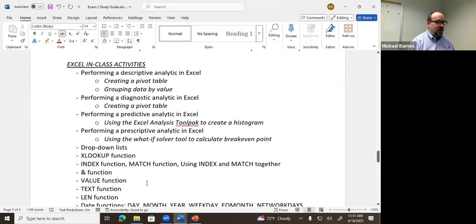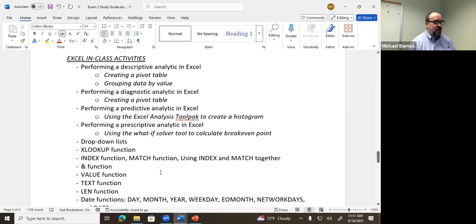As far as Excel in class activities, there's a couple things you should remember. First of all, during chapter 10 and chapter 11, we had a series of in-class activities that were referring back to the different types of data analytics. So remember, we did data analytics over descriptive and diagnostic on one day, and then we did data analytics over predictive and prescriptive analytics on the second day. So make sure you're familiar with those and make sure you understand why each of those analytics that we performed fall within those given categories, and you can refer back to those.